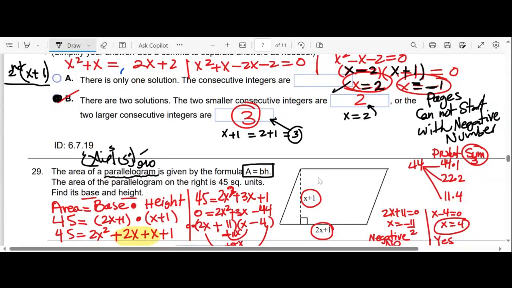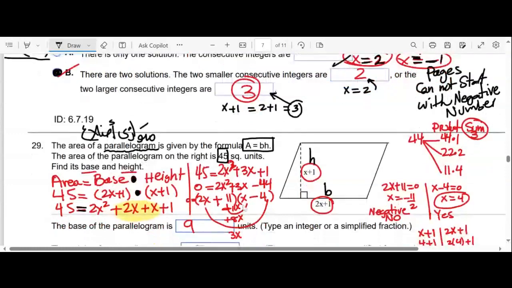Base times height. What is the base here? So x plus 1. And what's the height? x plus 1. So all you have to do is just multiply the base times the height, and you get this. Remember how much he gave you the area? He said 45. So you just make it equal to 45, and you solve for x, and then you factor, right? You factor here, right?